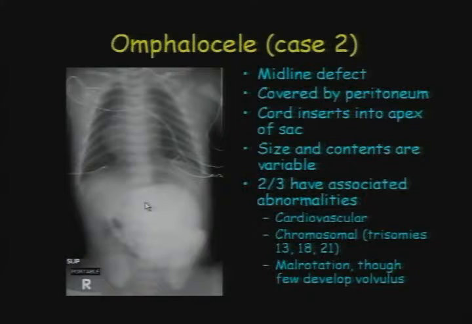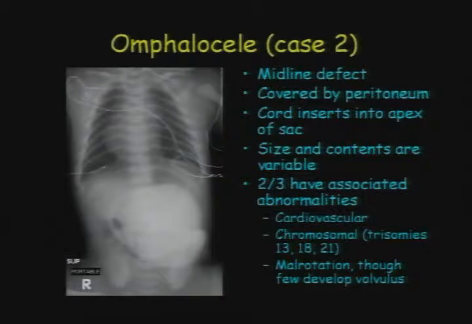It's a midline defect covered by peritoneum. The cord inserts into the apex, and you know this from doing your fetal ultrasound. You look very carefully, where is the cord, to try to determine what you're dealing with. The size and the contents are variable. It may have bowel, omentum, it can have liver in it.